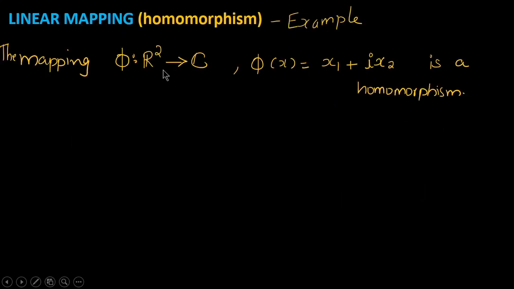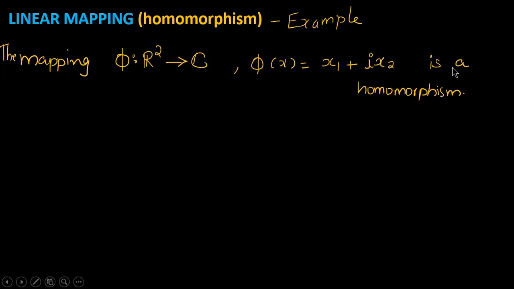Then linear mapping or homomorphism. As an example, we are taking the mapping phi from R2 to C, where C is the set of complex numbers. Okay, and phi is defined like this: phi of x is equal to x1 plus i x2.